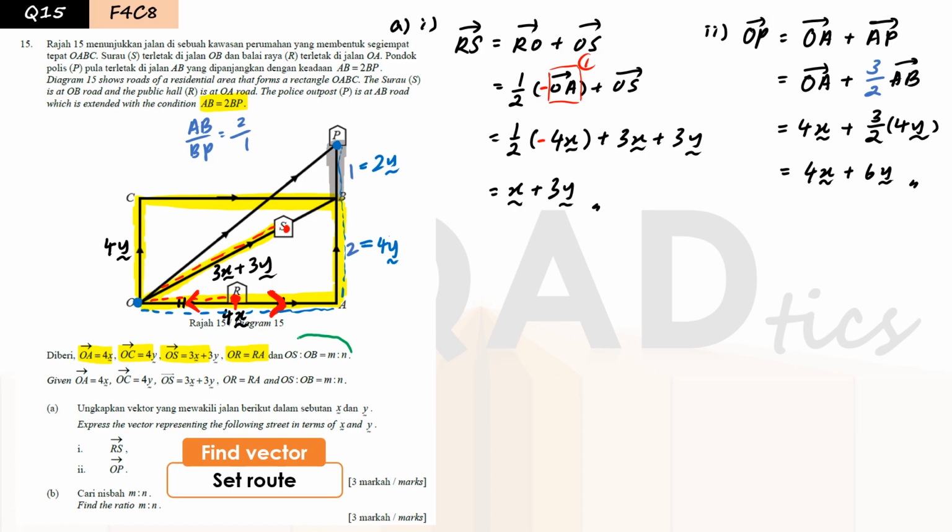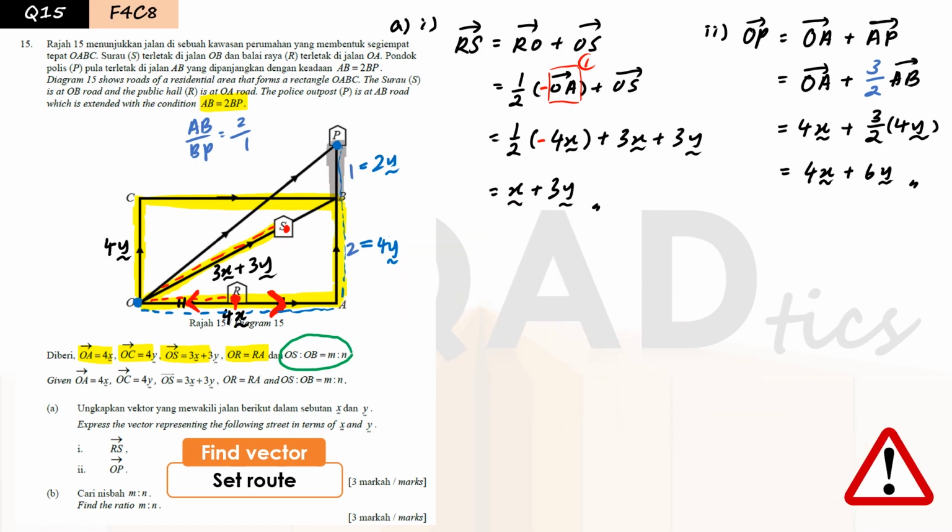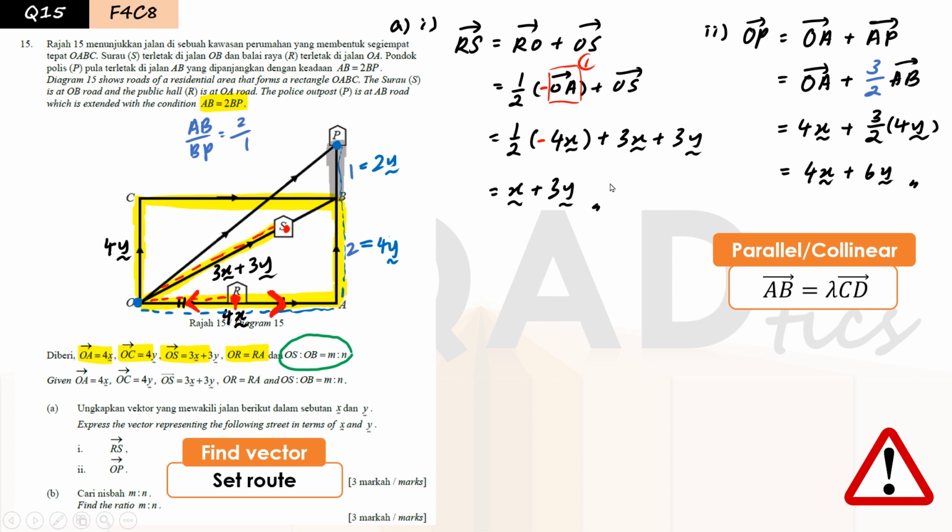Alright, next part, we need to find the ratio of m and n, which is actually the ratio of OS and OB. So all of these points are actually on the same straight line. So this means we can use one of the main properties in vectors, which is called parallel or collinear. So this means that if one vector can be obtained by multiplying a value with another vector, then these two vectors would be parallel or collinear.